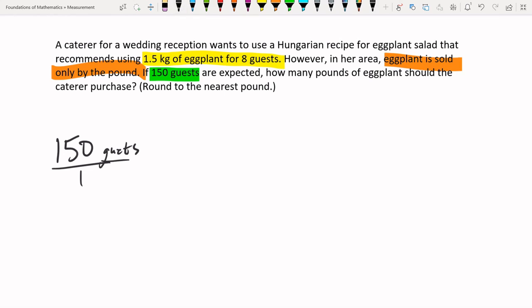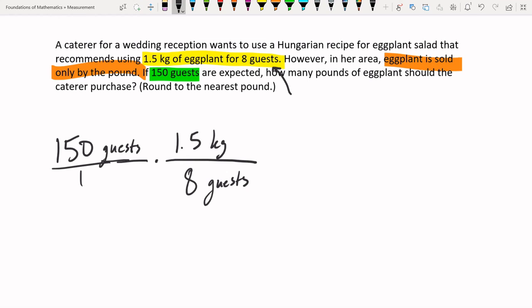So we have 150 guests. We're changing the number of guests into number of pounds of eggplant. That's what we're trying to do here. So first off, let's change guests into kilograms of eggplant. So we have 8 guests per 1.5 kilograms of eggplant. Now guests cancel, and now we have a mass of eggplants.